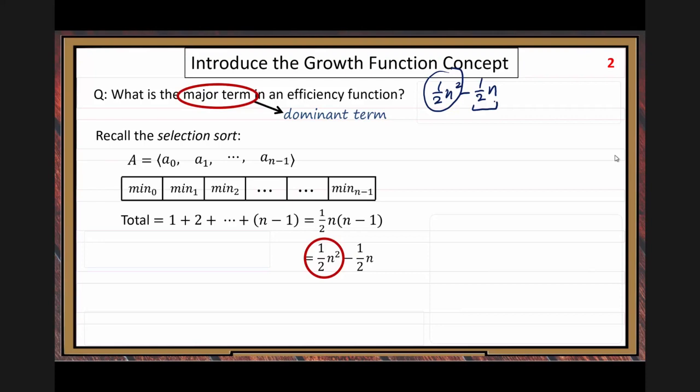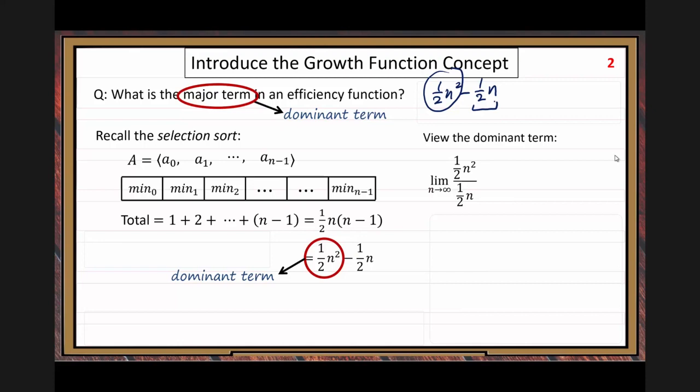How does it dominate? We want to understand how the major term dominates other terms. How to understand that dominance? Because how do you measure that dominance, right? So here we want to view the dominant term. How do we view? We take a ratio of the two terms.